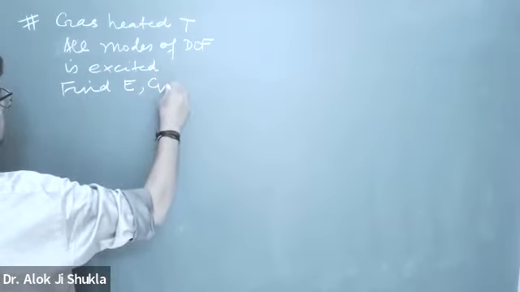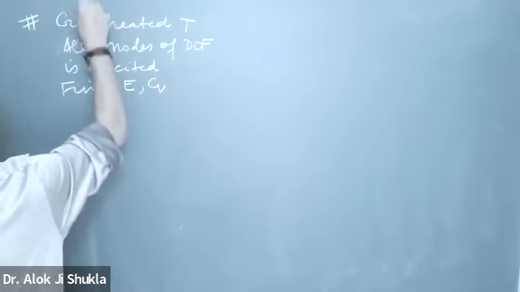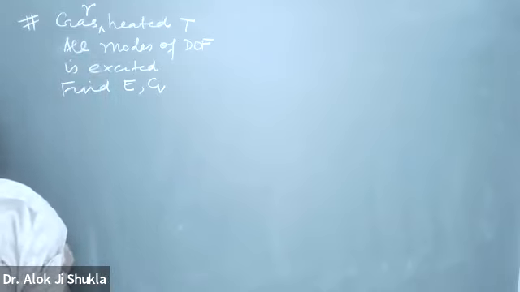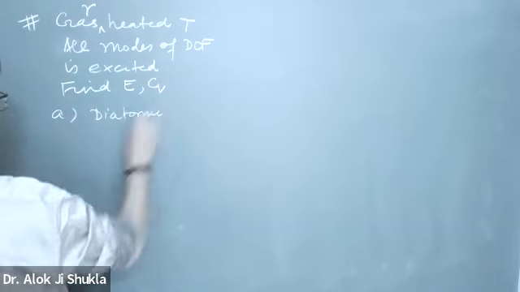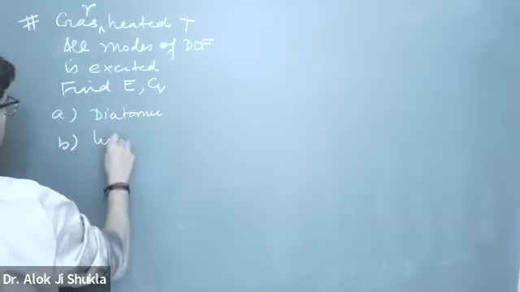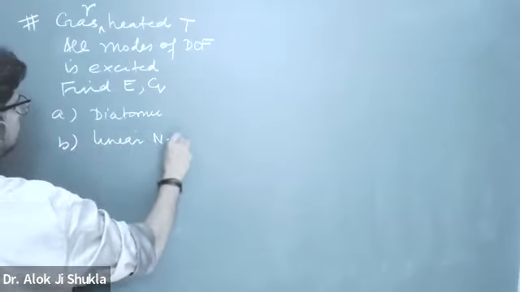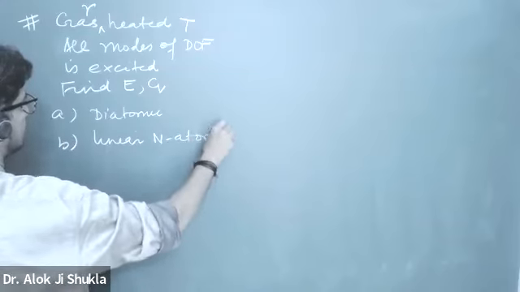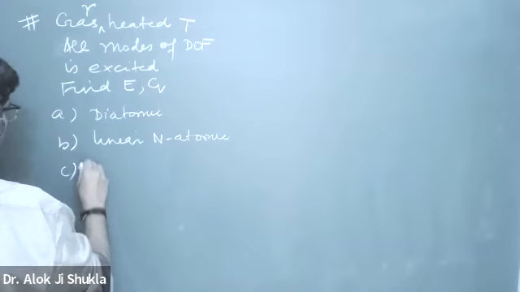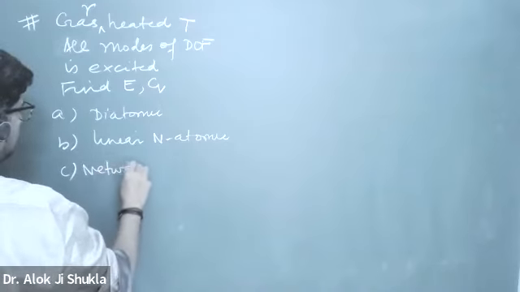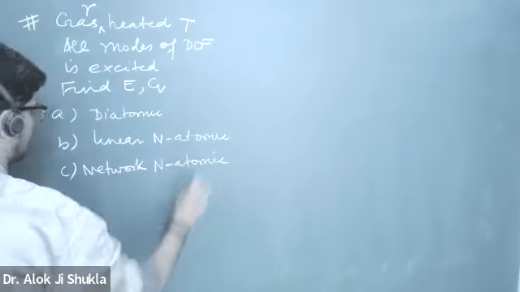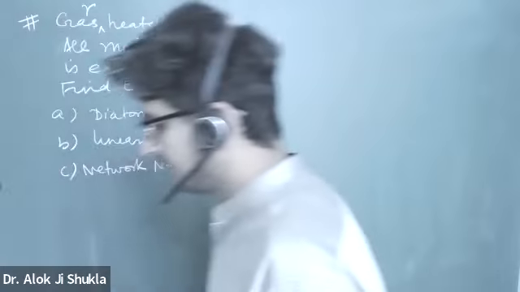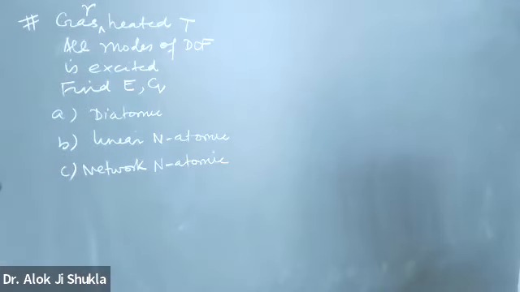It is given that the gas has adiabatic exponent equal to gamma, and part A is the gas is diatomic, part B is it is linear polyatomic, and part C is it is non-linear polyatomic. Okay, these are the 3 cases that are given. So let us discuss them.